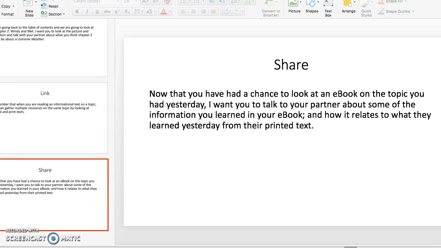Now that you've had a chance to look at an ebook on the topic you had yesterday, I want you to go ahead and talk to your partner about some of the information you learned in your ebook and how it relates to what you learned yesterday from your printed text.